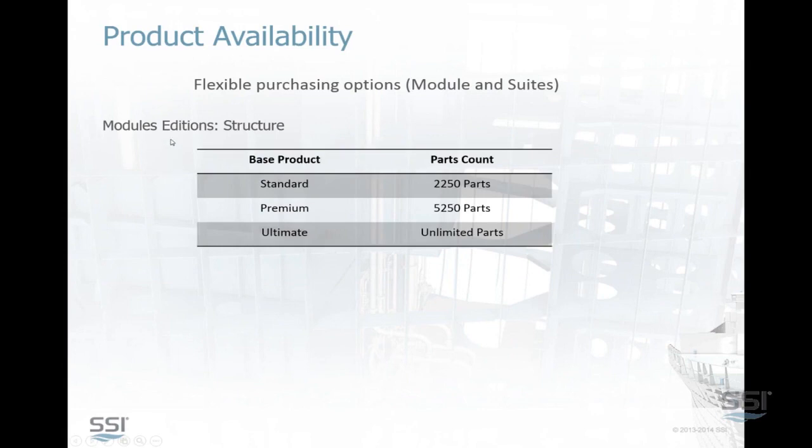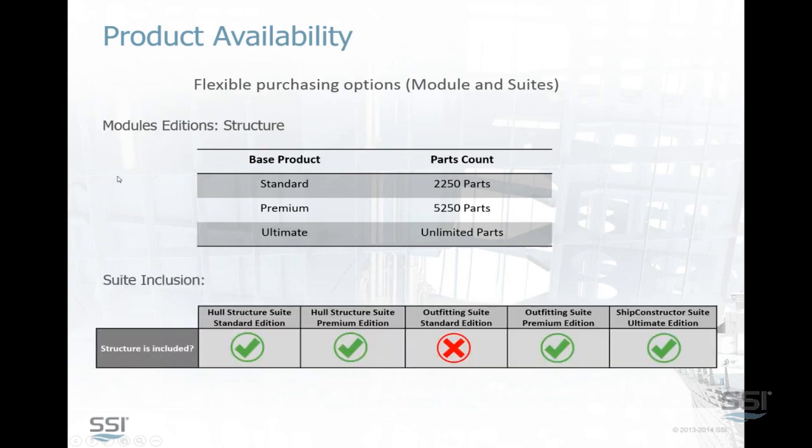So the product, of course, has been available since the beginning of ShipConstructor, essentially, but there are a couple of twists to it. We have the module editions. The base product is standard, premium, and ultimate, which are based on part counts, with ultimate being unlimited part counts. It's also available as part of our suites, the whole structure suites. So you can see here the whole structure suite standard edition and premium edition, as well as the outfitting suite, the premium and ultimate editions.